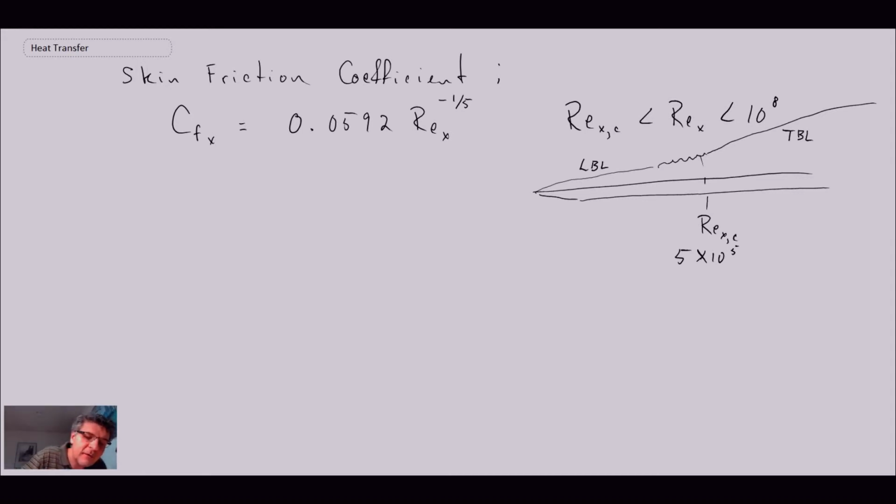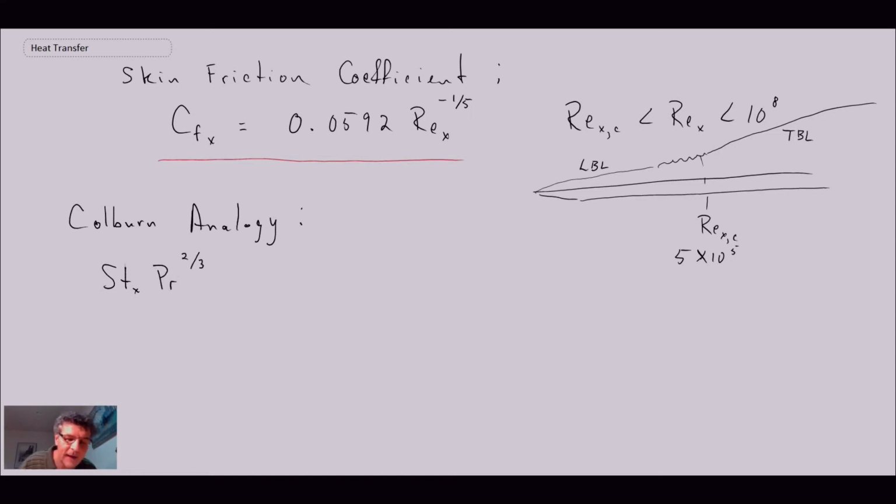What we're going to do here, though, is take this skin friction coefficient and plug it into the Colburn analogy, and we're trying to determine the Nusselt number. So let's take a look at that. Writing out the Colburn analogy, this is an expression that we had at the end of the last lecture. And this was equal to C_f,x divided by 2. Taking our friction coefficient and dividing by 2, we get 0.0296.